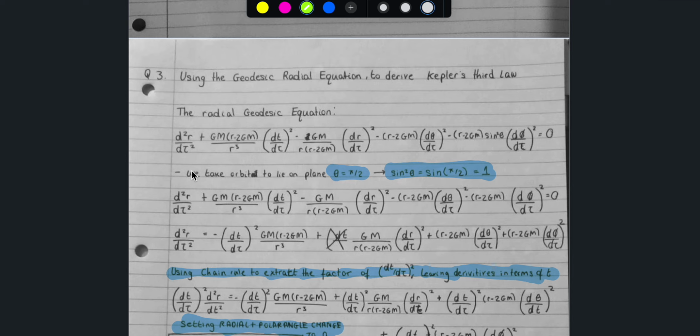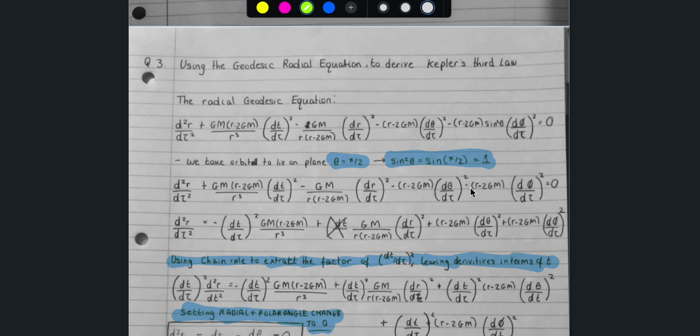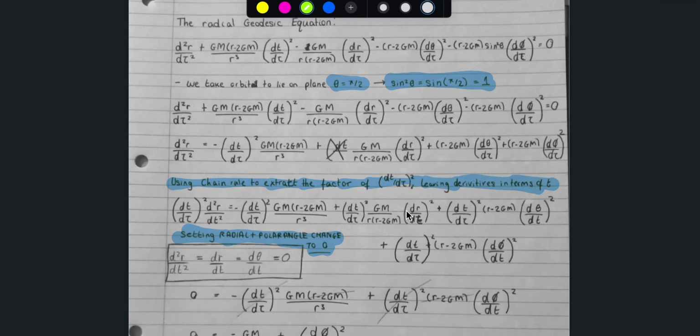Now the first thing we'll do is take the orbit to lie on the plane theta equals pi over 2. This means that sine squared of pi over 2 is equal to 1. Now it's important to know that dt over d tau is constant with a fixed radius. We do a trick where we move this component to one side and everything else to the other. We now use the chain rule to extract this factor of dt over d tau, whole squared, remembering that it is a constant.